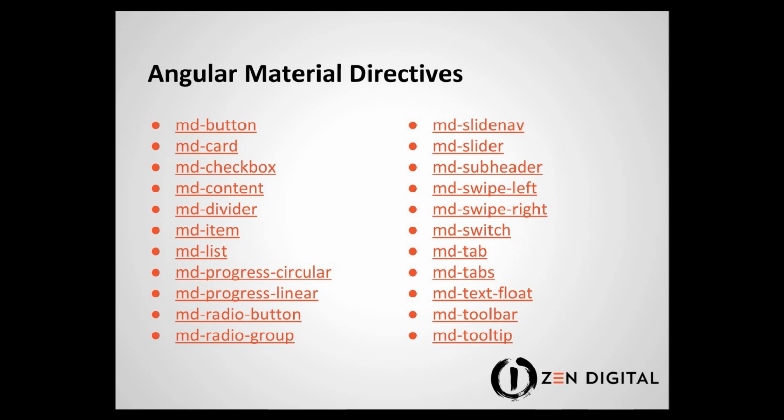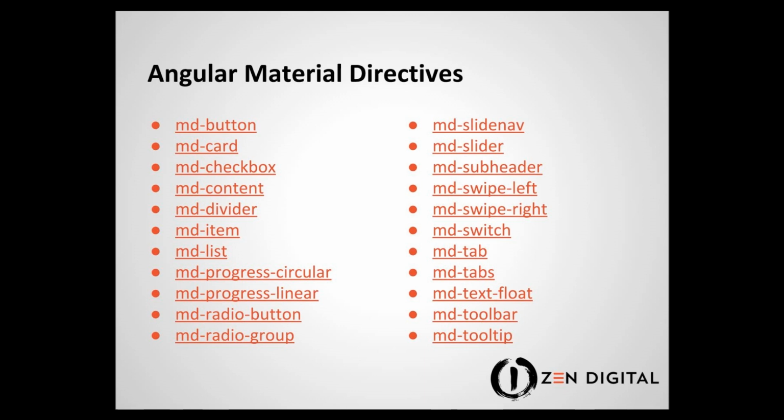You can have a progress that's circular, or you can have a progress bar. You have radio buttons and groups of radio buttons. You can have slide navigations, a slider. You have subheaders. You can swipe left and swipe right. You have switches and tabs, text that can float. You can have toolbars and tooltips.